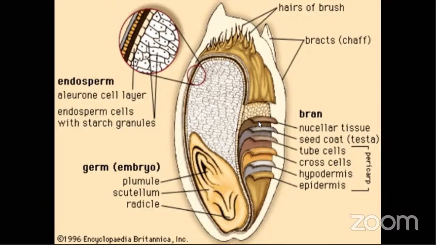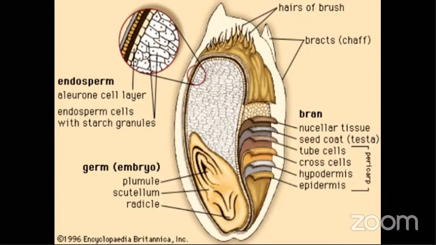And after nucellar tissue, there come the aleurone layers. After the aleurone layer, there comes the endosperm. So endosperm is a protein matrix in which the starch granules are present. So this is endosperm. And on the lower side of the grain, you may see there is the germ.